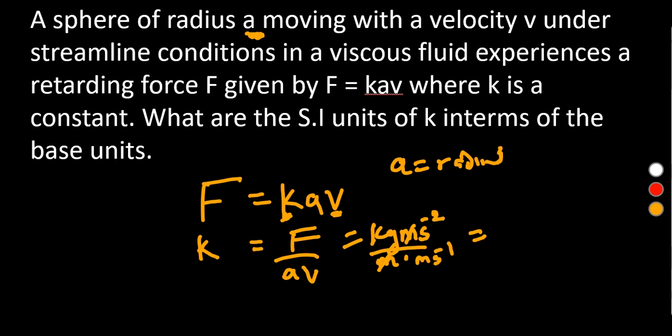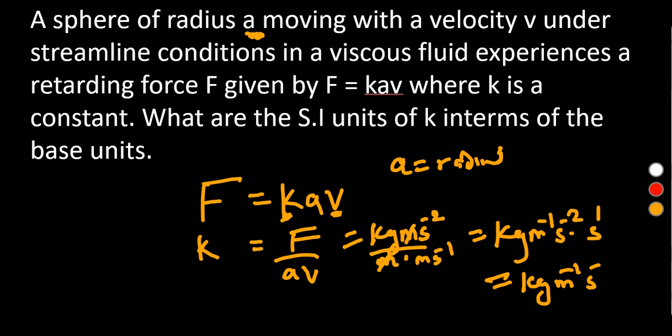So what happens is that we have kg, meter here going up, we have m^-1, this is s^-2. Of course, since we go up again, by the law of indices, we finally have that this is kg m^-1 s^-1. So this is the SI units of K in terms of its base units: kg m^-1 s^-1.